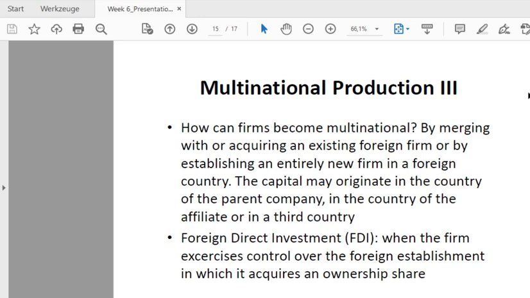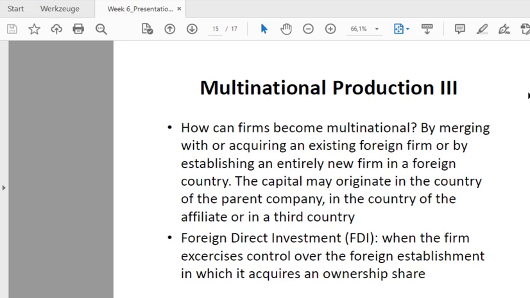What happens with the capital? How do you finance that investment? Well, the capital may originate in the country of the parent company. It may originate in the country of the affiliate, where you create the affiliate, or of course in a third country. For example, you could borrow money in the Gulf countries, and then invest in Botswana or in Nigeria.